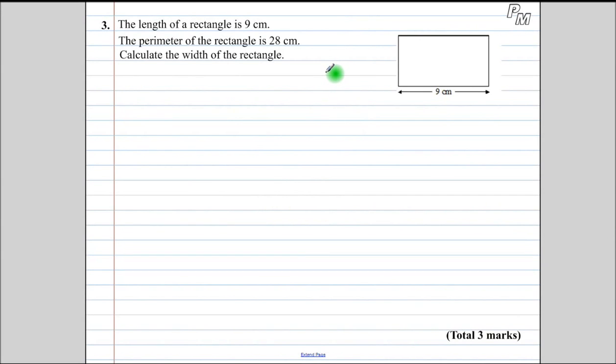Question 3. The length of a rectangle is 9 centimeters. The perimeter of the rectangle is 28 centimeters. Calculate the width of the rectangle. Well, so we've got a length here that's 9, and we know the perimeter is 28. Remember, perimeter is the distance around the outside.